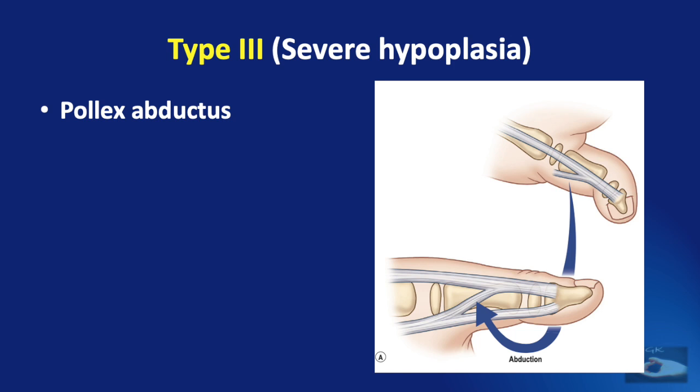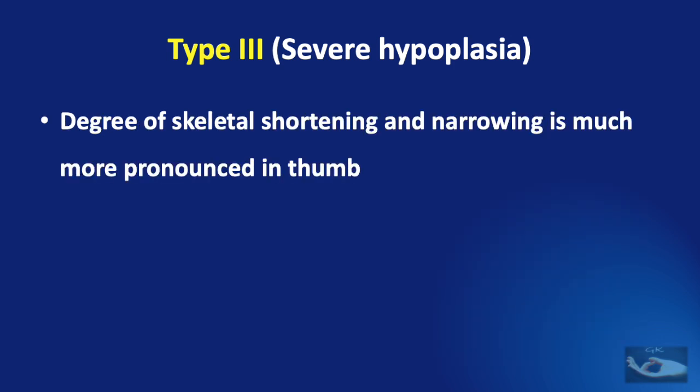So the resultant movement from either the flexor or the extensor will result in abduction of the metacarpophalangeal joint, which is a totally abnormal movement. As far as the skeletal abnormality is concerned, in type 3 or severe hypoplasia, the degree of skeletal shortening and narrowing is much more pronounced, particularly at the metacarpal level.